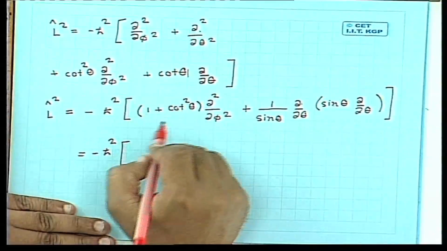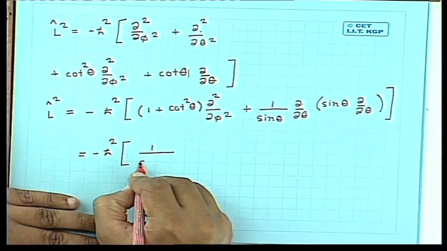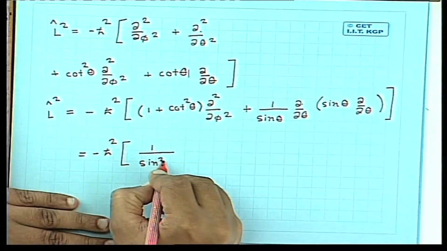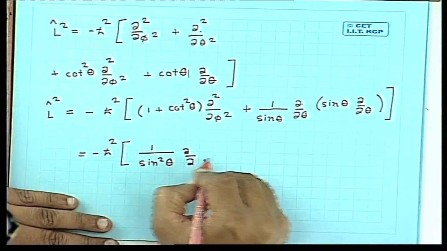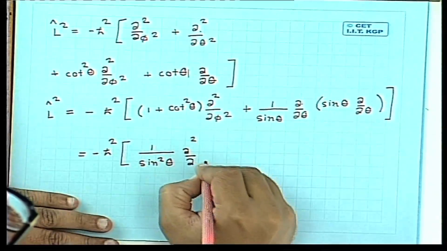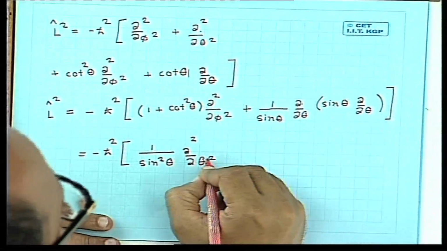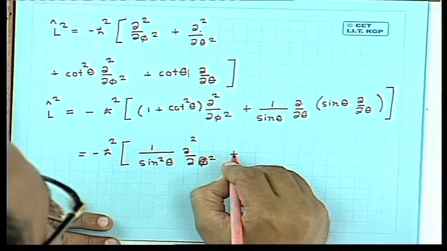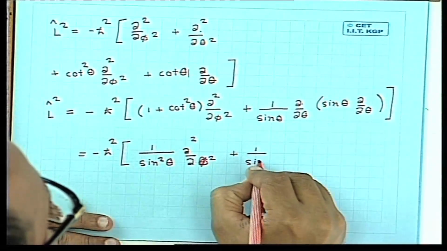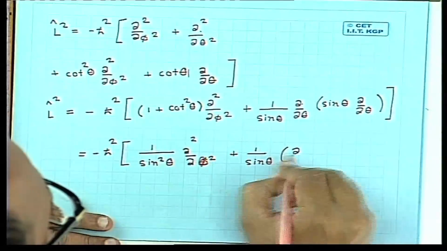This is 1 by sine squared theta. So I have 1 by sine squared theta del square by del phi square, plus 1 by sine theta. Okay, let me write it.